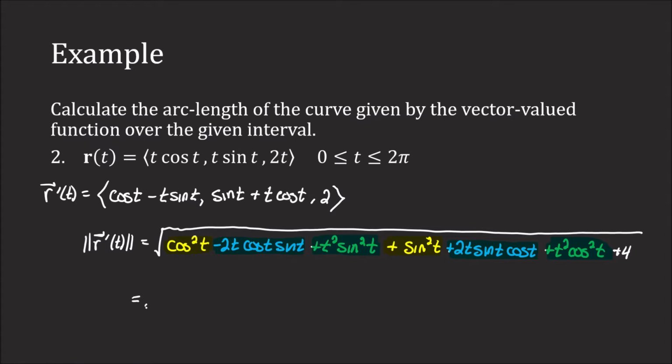So if we relook at this, we're going to have the square root. Now the yellow terms, cosine squared plus sine squared, is just 1. These blue terms, the minus 2t cosine t sine t and this plus 2t sine t cosine t, is just 0. Then these green terms, t squared sine squared plus t squared cosine squared, is just plus t squared. And of course we still have that plus 4 floating around. So this is now the square root of t squared plus 5.